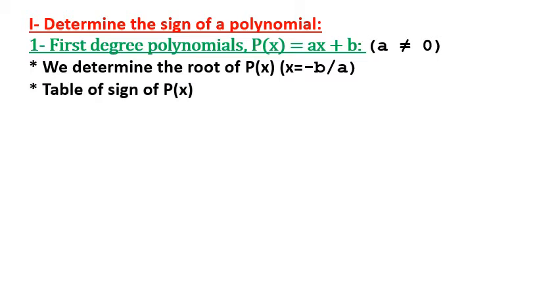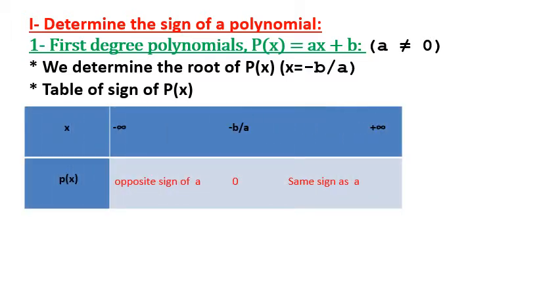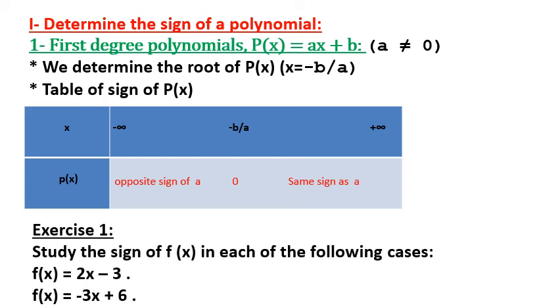To find the sign of p of x, we draw the table of sign of p of x. We first put the domain of the polynomial. Since p is a polynomial, the domain of definition of p is from minus infinity to plus infinity, and then we put the root of p of x, which is minus b over a. The sign of p of x before the root minus b over a is the opposite sign of a, and after minus b over a is the same sign as a.